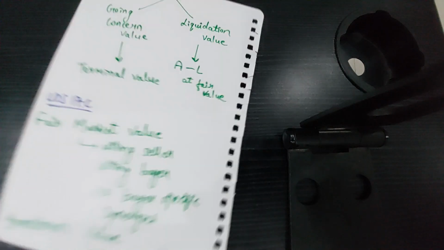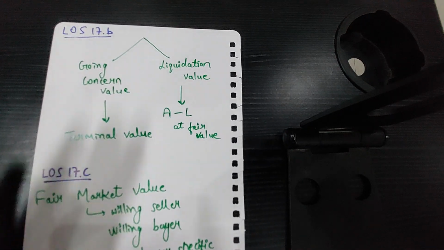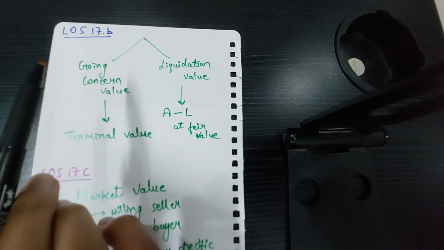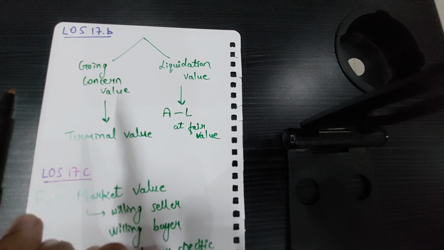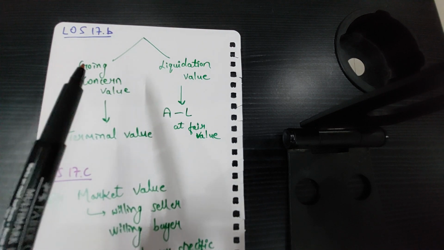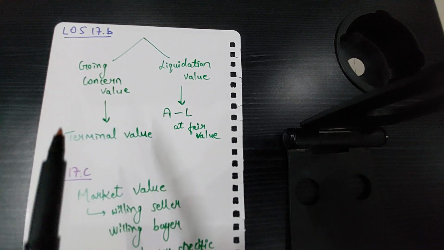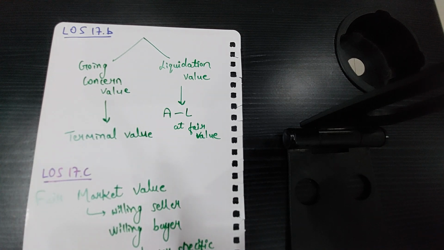Then we come to LOS 17B: explain the going concern assumption and contrast a going concern value to a liquidation value. Now the going concern assumption is that the company will keep on operating indefinitely, and its operations will stay intact. That is the going concern concept.